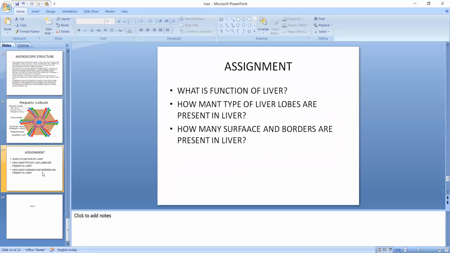Now we'll discuss the assignment. These are the assignments: what is the function of the liver, how many types of liver lobes are present in the liver, and how many surfaces and borders are present in the liver. This is the assignment you have to do.